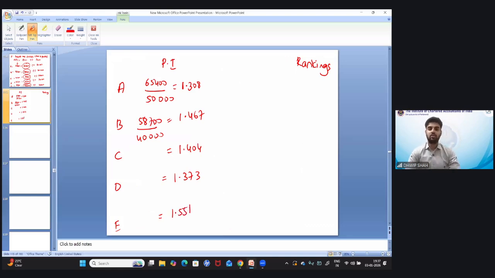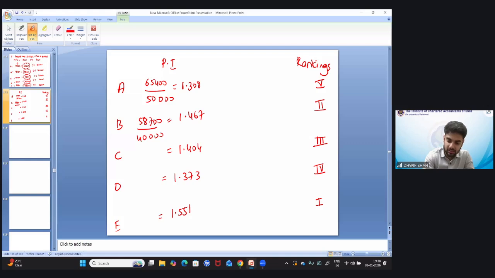So can I say higher the PI, better the project? Yes or no? Because 1 rupee of investment should generate more cash inflows in present value terms. So can I say ranking 1 is project E, highest PI. Then whose rank is second? On the podium it is project B. Third rank project C, bronze medal. Fourth rank project D. And fifth rank project A. Correct? These are the rankings as per PI.